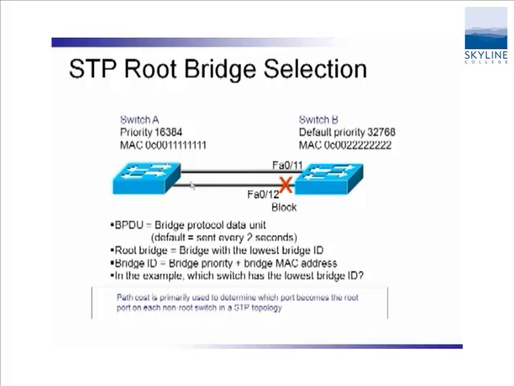This is going to be priority 16,384, and this one has had the priority reset. It's a pretty simple command that we'll see here in just a second and use it on how to change the priority so that you can tell the system which one you want to be the root bridge. 32,768, so switch A is going to be the root bridge because the priority is the lowest.